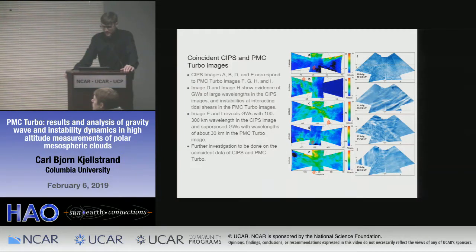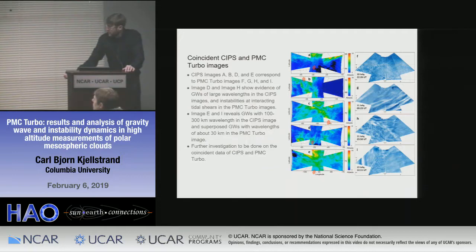We see large-scale gravity waves with large wavelengths, and then we see instabilities from tidal shears in image H. So this suggests that we are seeing some interaction between gravity waves and some sort of tidal effect, which is creating a more turbulent picture.